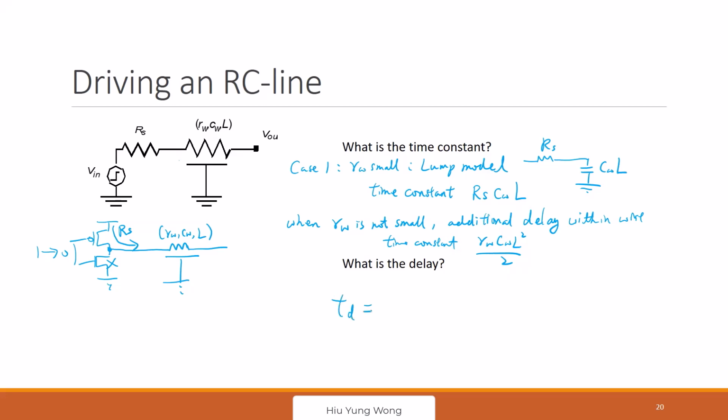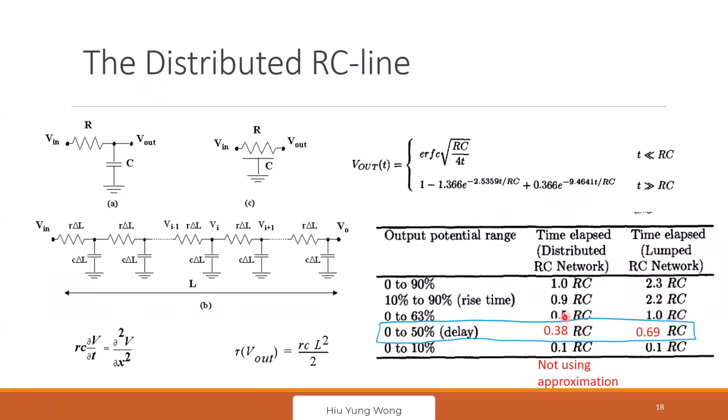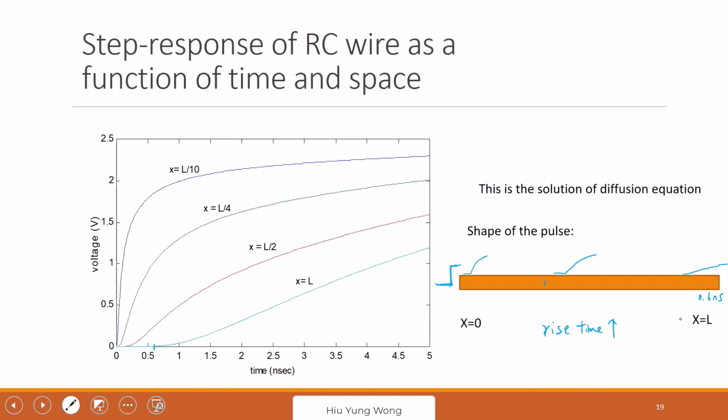is going to be, like what you just said, 0.69 RsCwL plus 0.38 RwCwL squared divided by 2. Why 0.38? I just told you 0.38 is for the lump part and 0.69 is for the RC part.